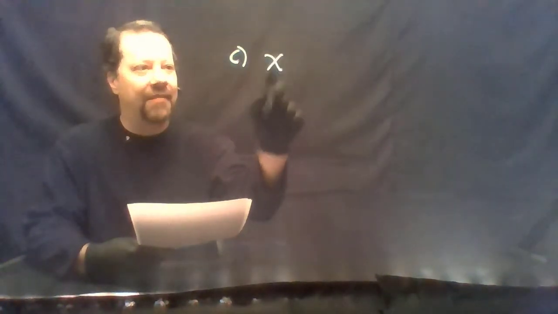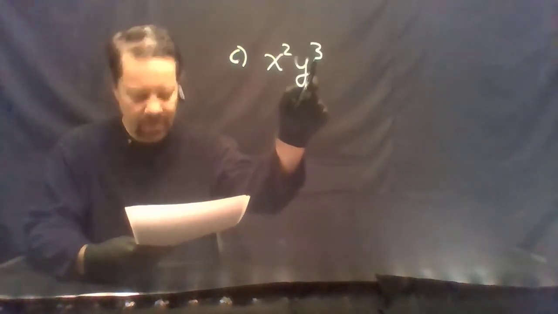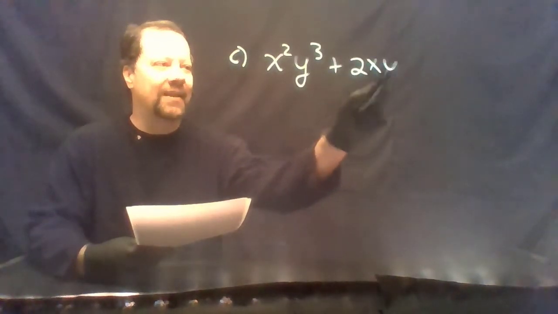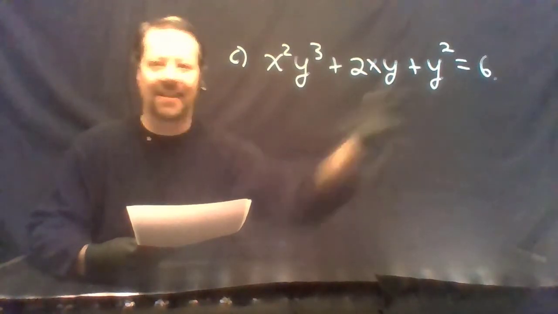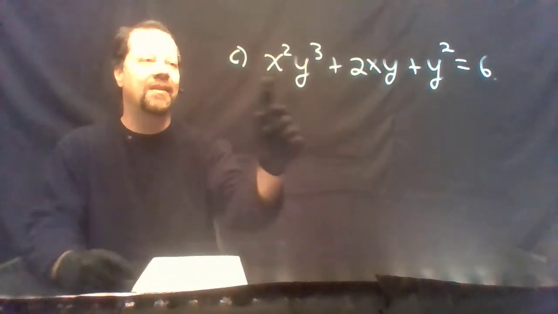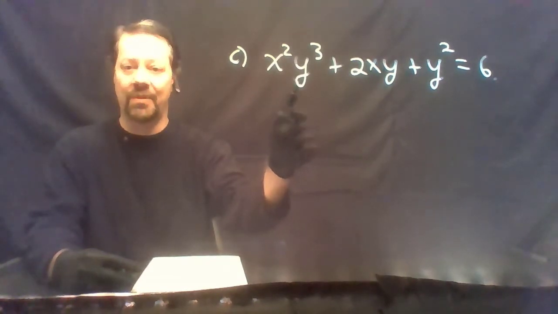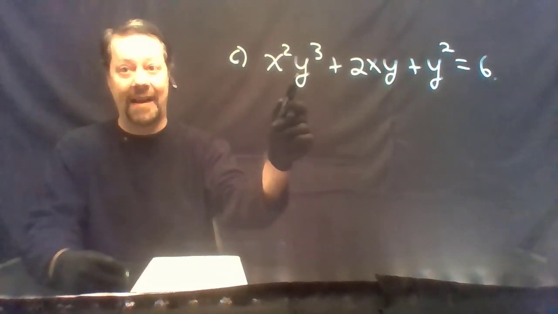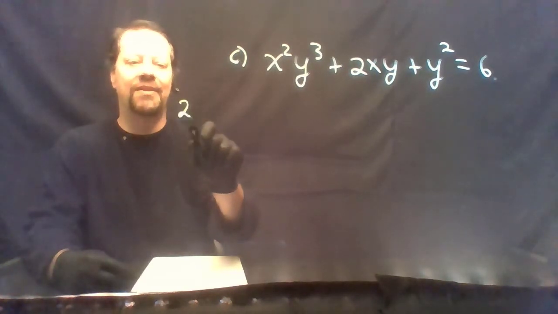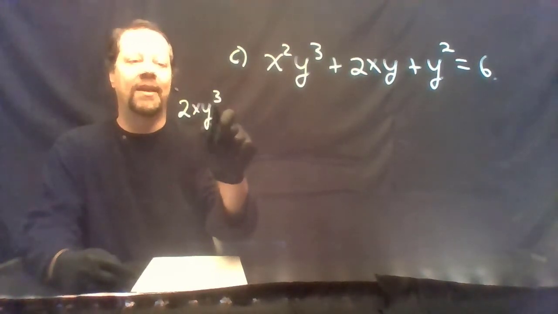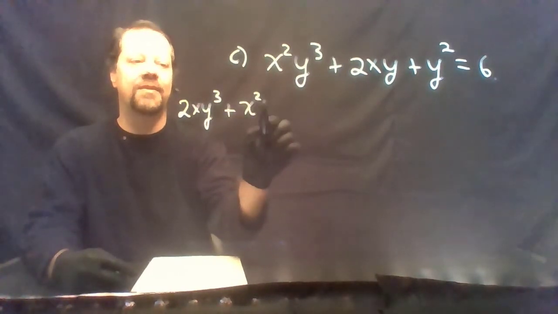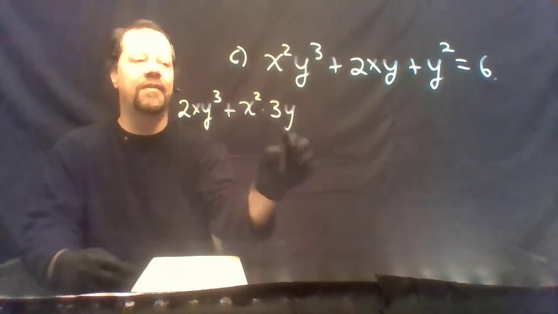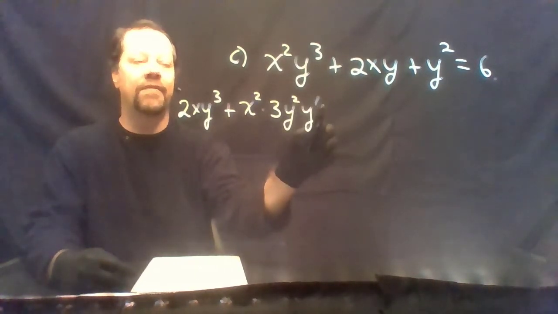On problem C, we have x squared y cubed plus 2xy plus y squared equals 6. The derivative of the first term requires the product rule and the power rule, and on the second factor, the chain rule. We'll have 2x y cubed, derivative of the first times the second, plus the first times the derivative of the second. Don't forget the y prime.